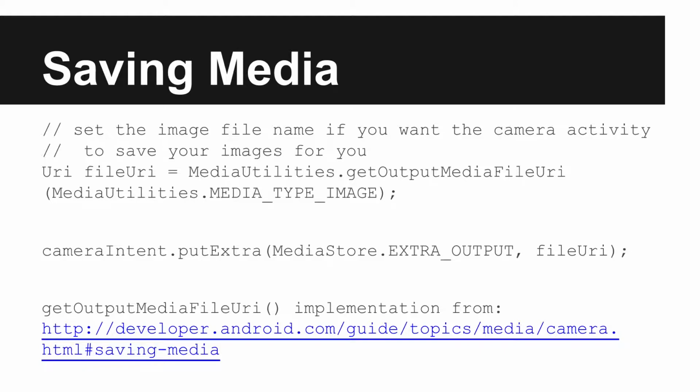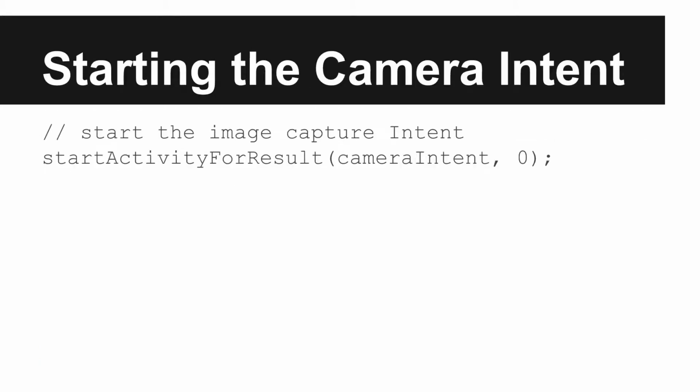We got the code for getOutputMediaFileUri from the following URL. We'll include the entire source code for this project in a link in this video's description below. Finally, we call startActivityForResult. We pass in the camera intent, and we give it a request code of 0.